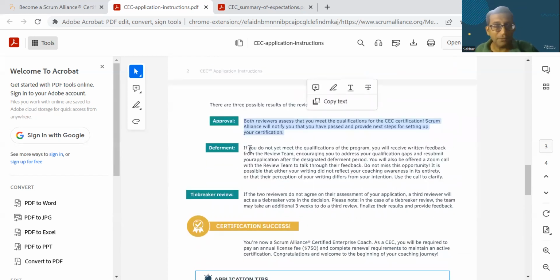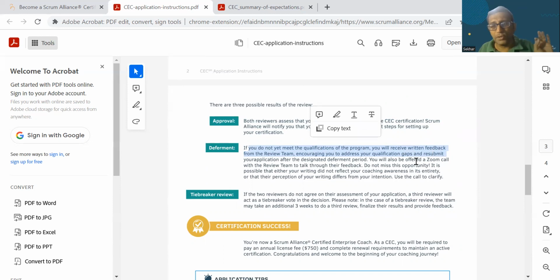Deferment: if you do not meet the qualifications of the program, you will receive written feedback from the review team, encouraging you to address your qualification gaps and resubmit your application after the deferment period. You will also be offered a Zoom call with the review team to talk through their feedback. Do not miss the opportunity.